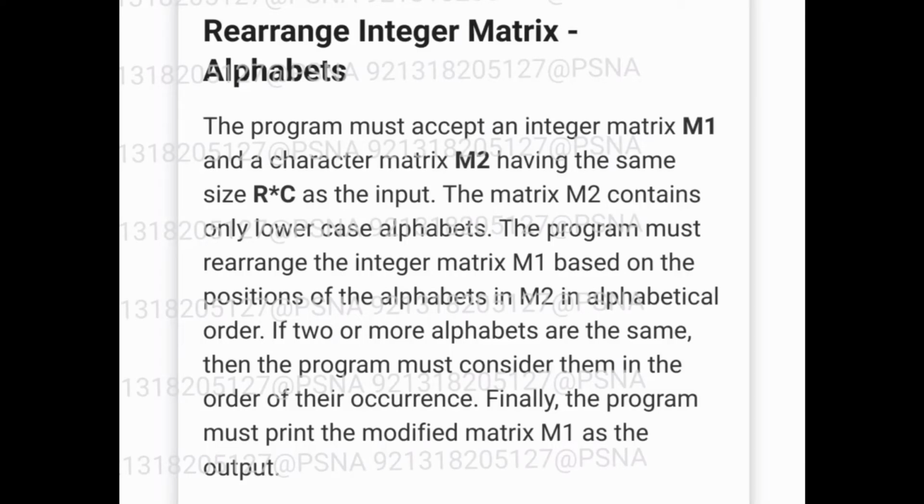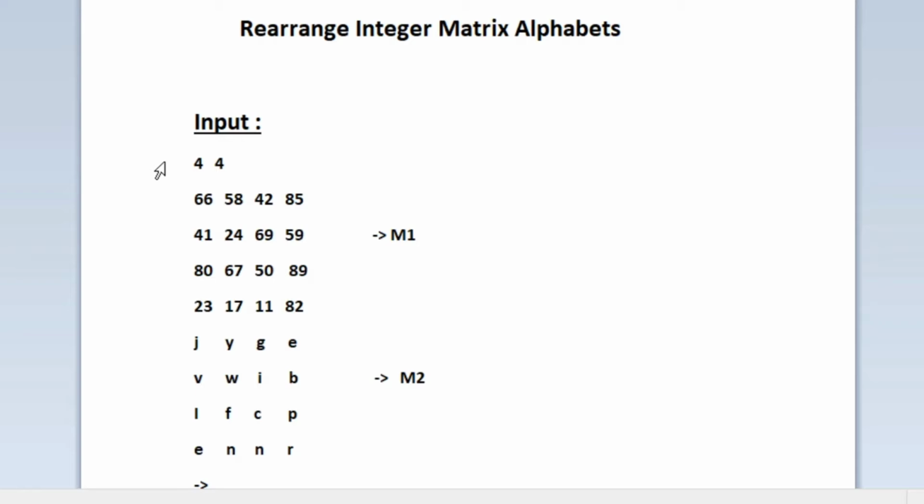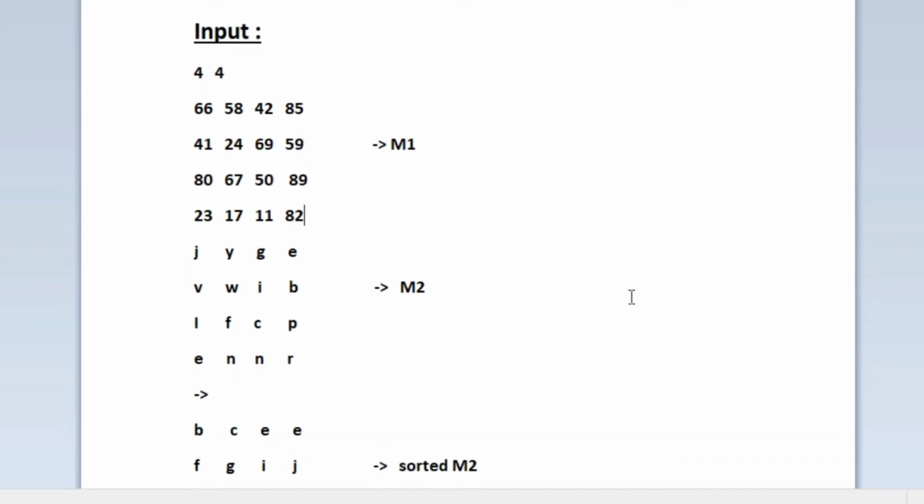This is the question asked in today's Skill Track Daily Challenge. In the first line of our input, we are given the values of R and C. After that, we are given an R cross C integer matrix, which is M1, and an R cross C character matrix, which is M2.